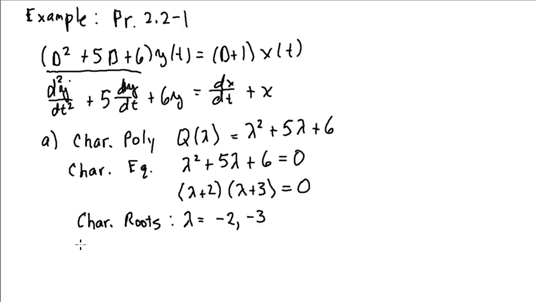And then the corresponding characteristic modes are the functions e to the lambda t. So we have two values of lambda here, so one mode is e to the minus 2t, the other mode is e to the minus 3t.